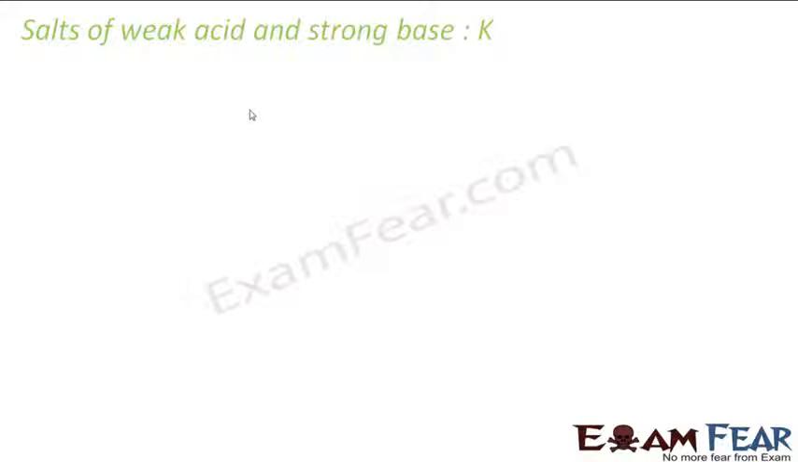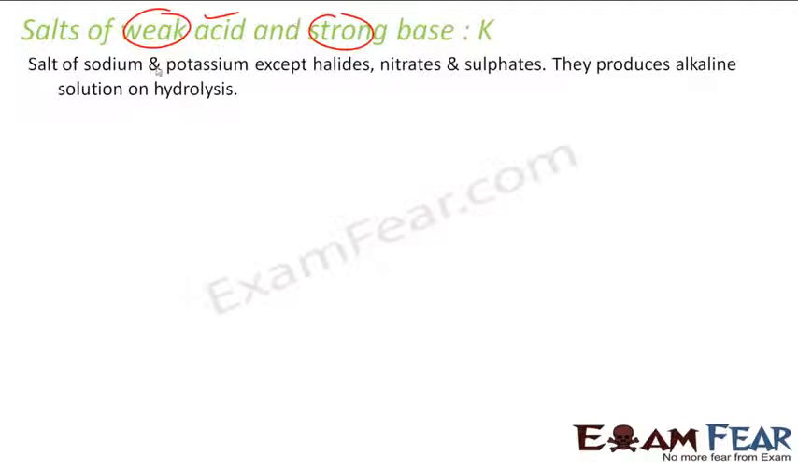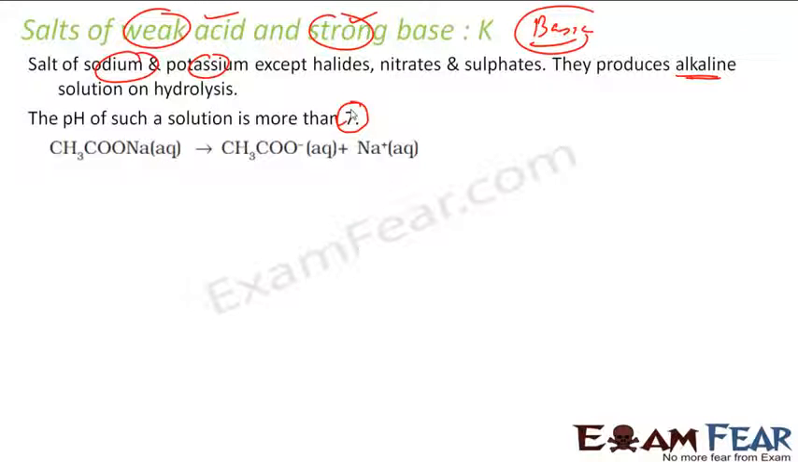So let's take the salt of a weak acid and a strong base and try to find the K for that. The typical example is the salt of sodium and potassium. They are from a strong base and a weak acid, and they produce an alkaline solution on hydrolysis. The pH is more than 7, because with a strong base and weak acid it will be a basic solution, right? So a basic solution has pH more than 7.